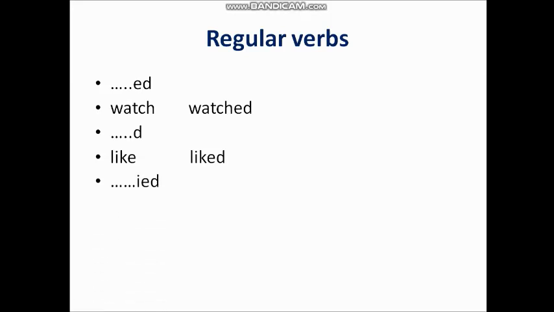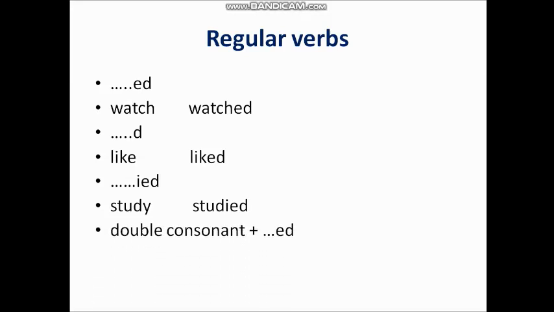Sometimes we add ied. For example, study. We delete y and add ied. When the verb ends in y preceded by a consonant letter, we delete the letter y and add ied. The last case is double consonant plus ed. For example, stop. We double the last consonant p and add ed because this word has one vowel followed by one consonant.